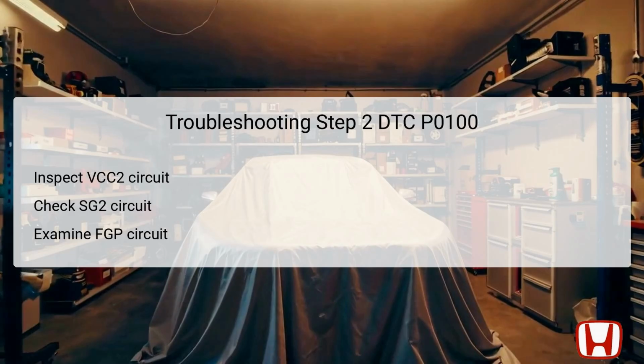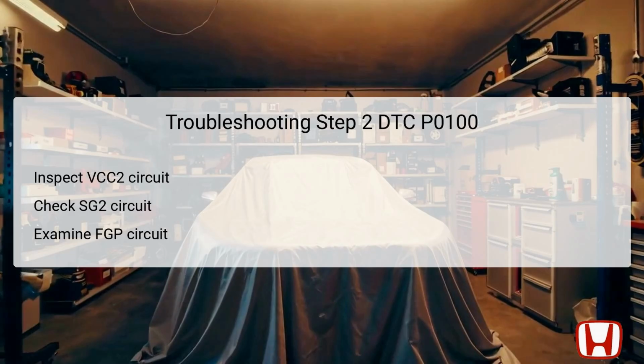Similar attention is needed for the SG2 circuit, which is the signal ground. Ensuring it is intact is essential for sensor functionality. Finally, examining the FGP circuit, which carries the signal from the MAF sensor back to the PCM, will help identify any issues that could lead to incorrect data being transmitted.